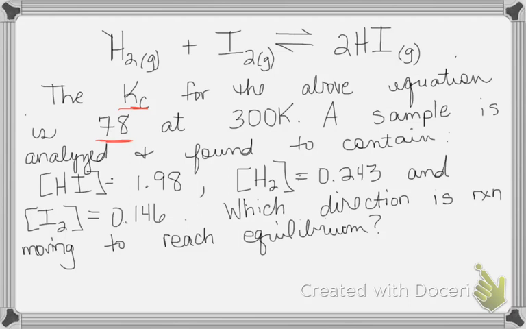If I'm asked about a direction for a reaction, then I'm going to have to calculate a Q. How do I calculate Q? I plug in the concentrations and I do products over reactants raised to the power of the coefficient. So Q then would be equal to what? 1.98 squared divided by 0.243 times 0.146.